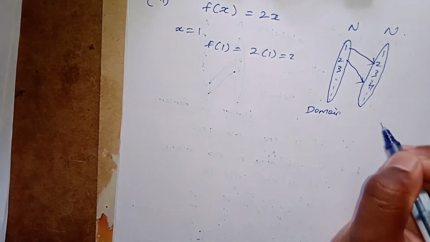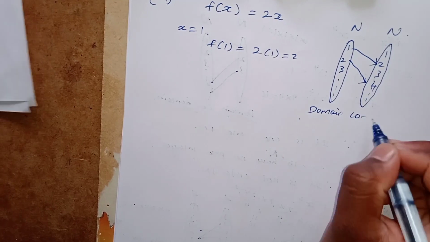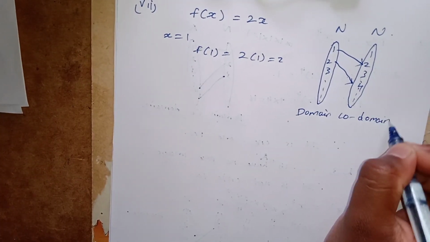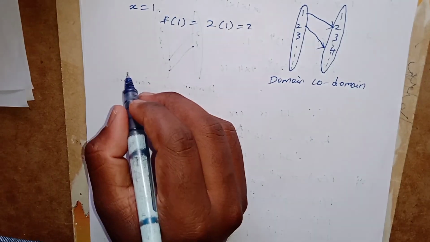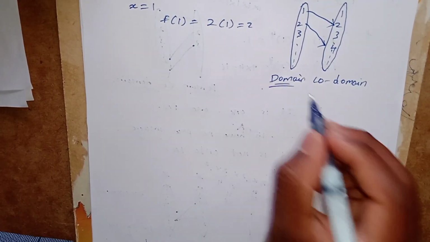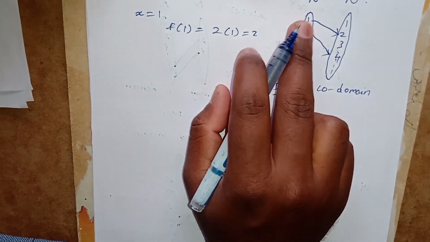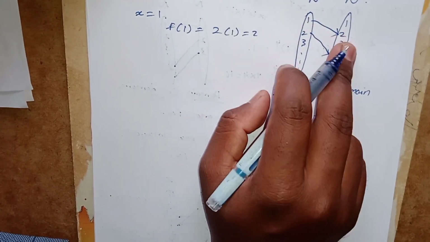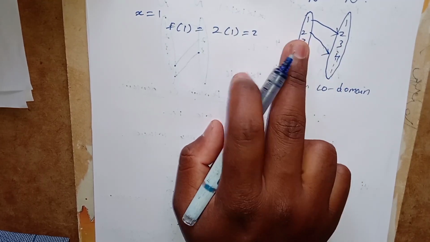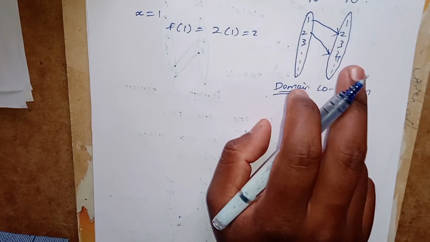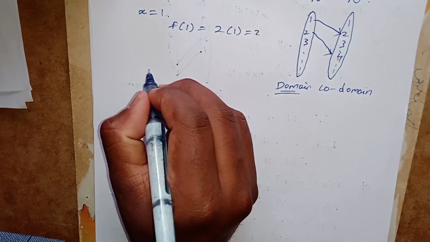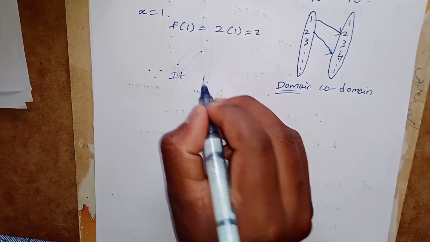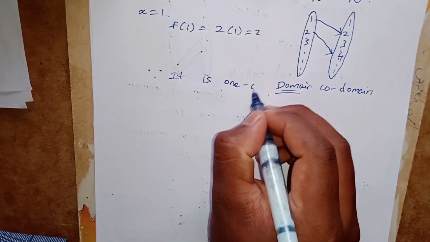Here, the first term is the domain and the second term is the codomain. For checking whether it is a one-to-one function, you should see the domain. Here it is having 1, we get 2 as image. Next, for 2 as pre-image, we get 4 as image. Therefore, here it is clearly a 1 to 1 function.